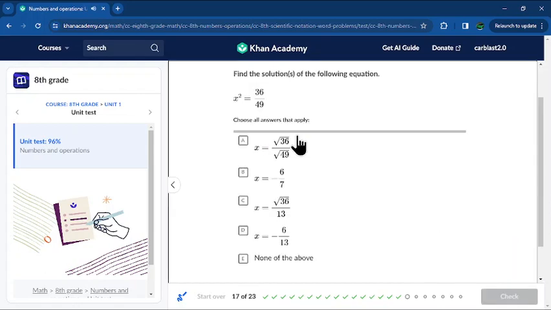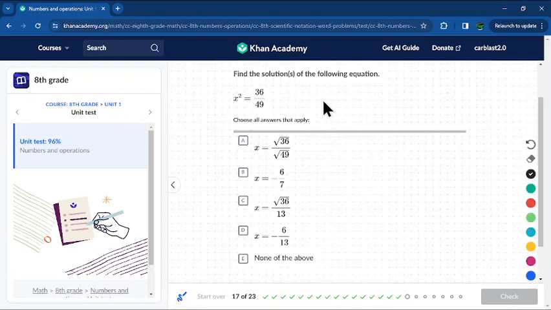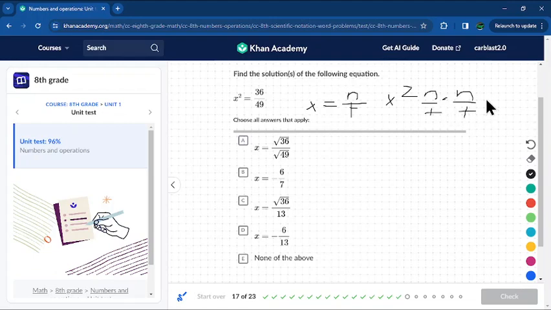Next we have this number, which is x squared equals 36 over 49. So what times what equals 36 over 49? Well, if x equals a number which I like to call n over t, then x squared would be n over t times n over t, which would equal 36 over 49.